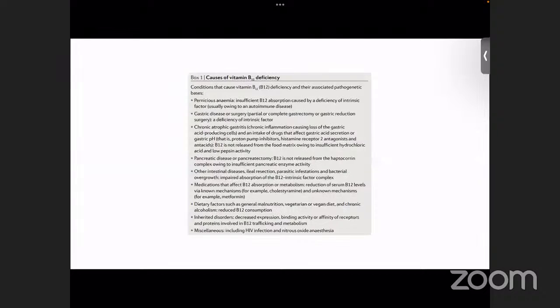Okay. So causes of B12 deficiency: again, pernicious anemia, an immune-mediated, autoimmune disorder where there are antibodies against the intrinsic factor; gastric diseases and surgery, partial gastrectomies, chronic gastritis.